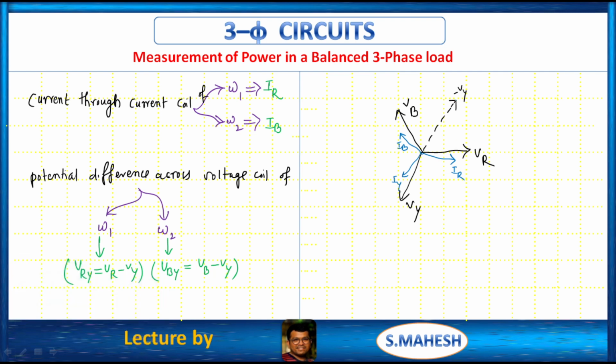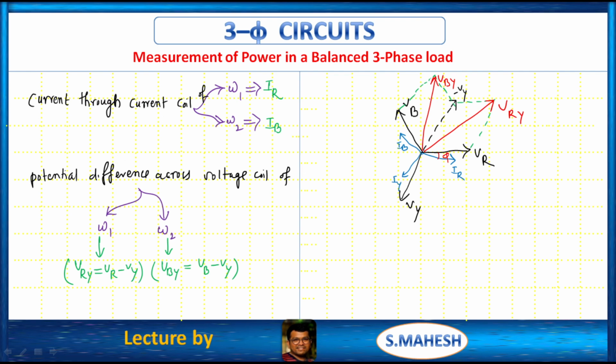See, between Vr, like that, Vb and Vy. Now what? That's it, right? So the resultant of these two, this is Vry. Like that, between Vb and Y, we have Vby. Completed, right? Okay, this is the phase angle, lagging angle, phi.